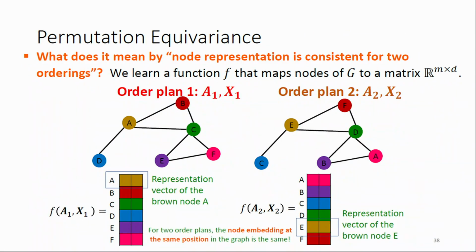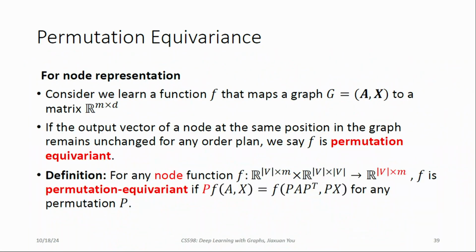So this is the example. I should have shown this slide to explain it. We can also define it more generally in matrix mathematical form, where we can say that for any permutation matrix P, any permutation that applies to the input, after we apply this function, it will be equivalent to applying this permutation matrix to the output.